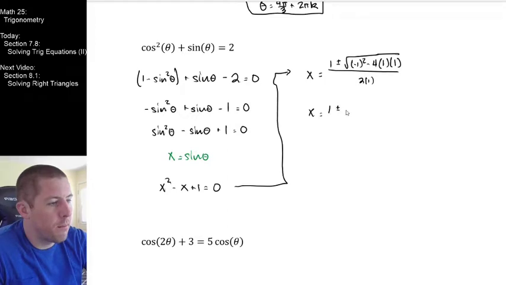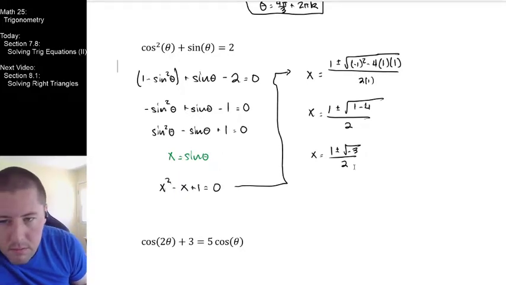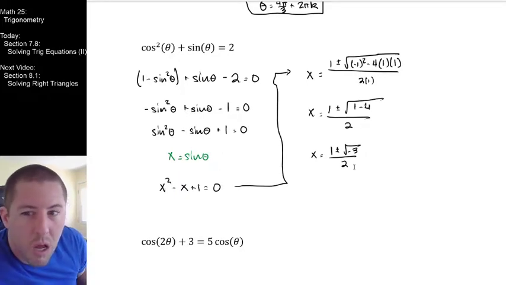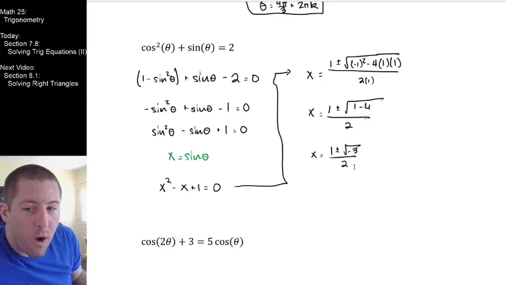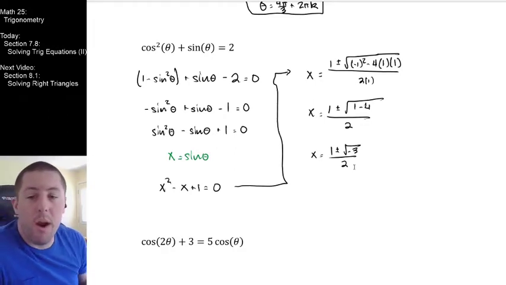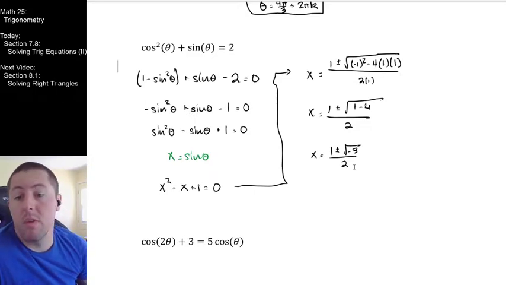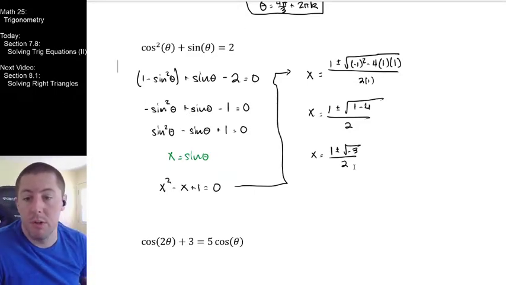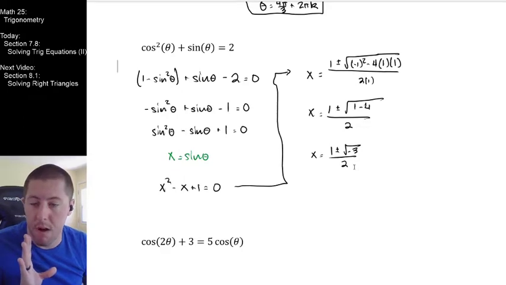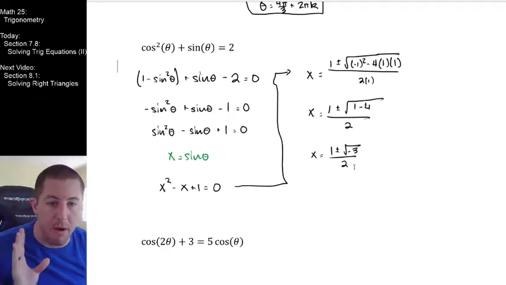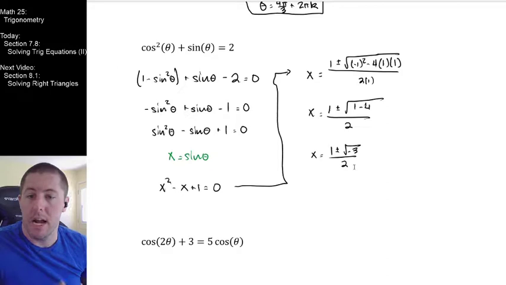Looks like we're getting 1 plus or minus the square root of 1 minus 4, over 2. And that's going to take me to 1 plus or minus the square root of negative 3. Well, that's not a defined quantity, right? What we know about square rooting is it's only acceptable to take the square root of a positive number, and square roots only spit out positive numbers. Only positives go in, only positives come out. This is not a defined quantity. This is not a real number.